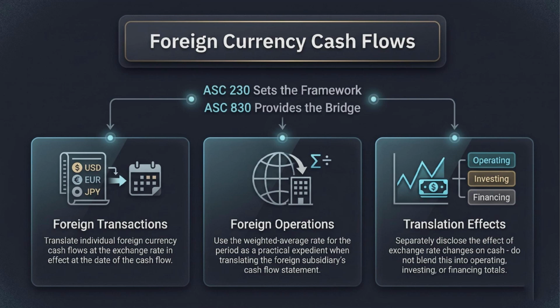For individual foreign currency transactions, the cash flow is translated using the exchange rate at the date of the cash flow. For foreign operations, a weighted average rate may be used as a practical expedient in appropriate cases. The key teaching point is this: exchange rate effects are real, but they are not an operating, investing, or financing activity. They reconcile the cash balance across currencies.